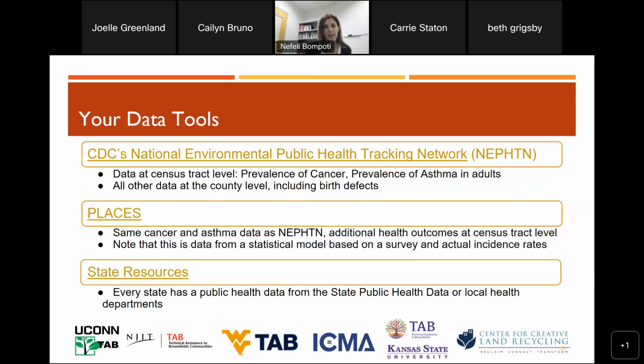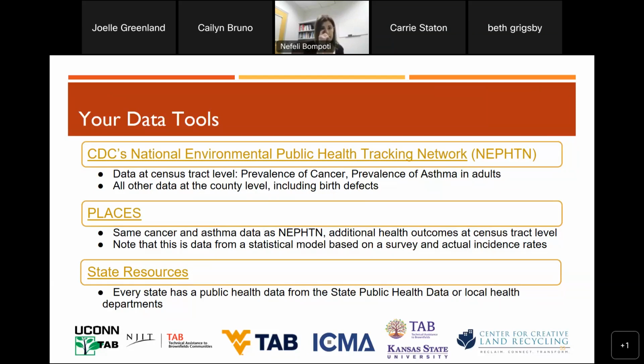Now, additional data sets. With respect to the public health data that you might need for your narrative, you might also want to search CDC's National Environmental Public Health Tracking Network, which has data at the census tract level, such as cancer, asthma, and also the places. All the different data sources in the slides have a link, so when you get the slides and the PowerPoint, click on that link and it will take you to the actual website, which has the database.